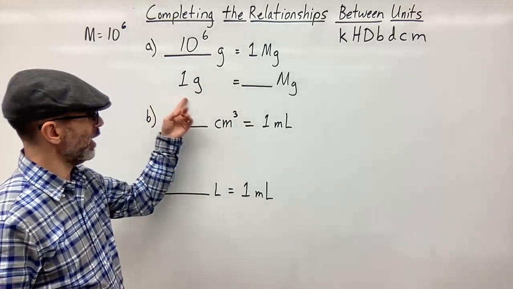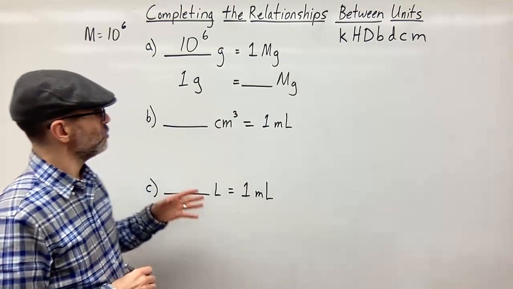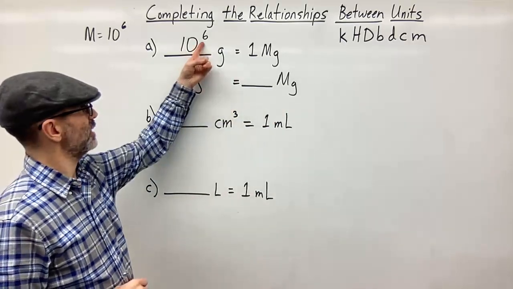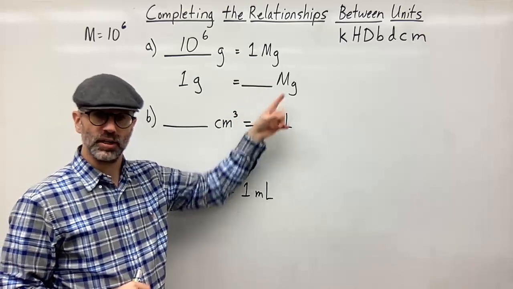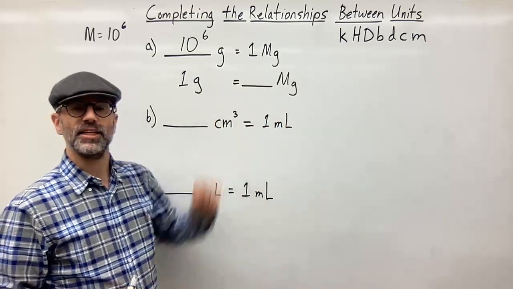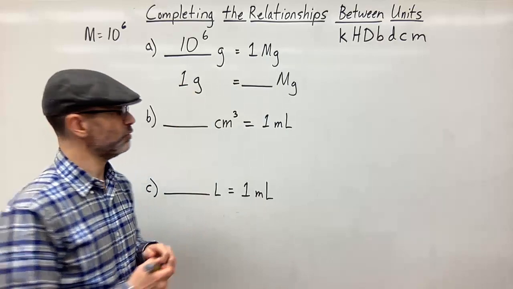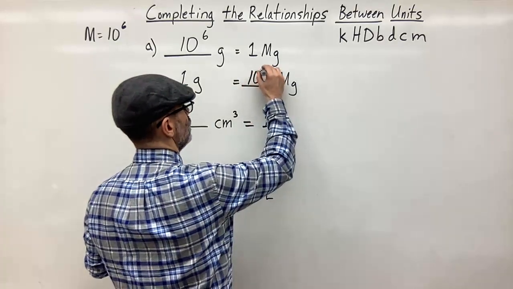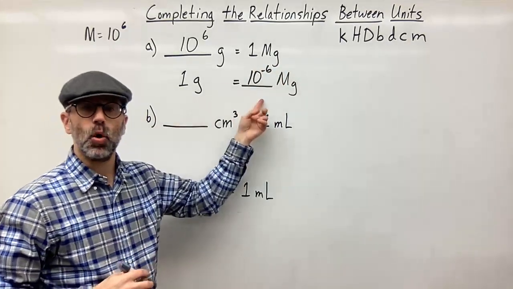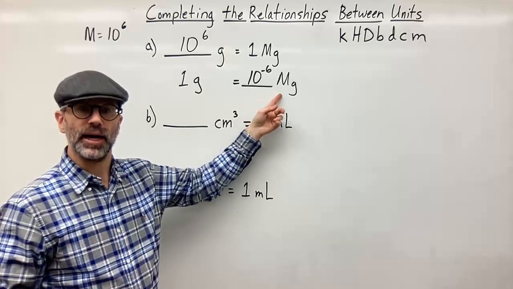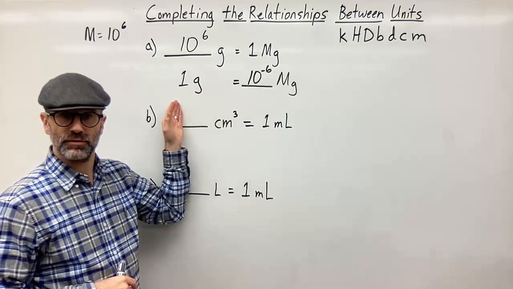So 1 gram is equal to how many megagrams? Well, it's the same thing. I know that mega is 10 to the 6, but if I'm going to put it with the prefix multiplier unit, the prefix unit, then I need to change the sign of the exponent. So here, 10 to the 6 is positive. Here, it's going to be negative. So 10 to the negative 6. So 1 gram is 1/1,000,000th of a megagram, right? So that's what I would do if I was given this way of doing it.